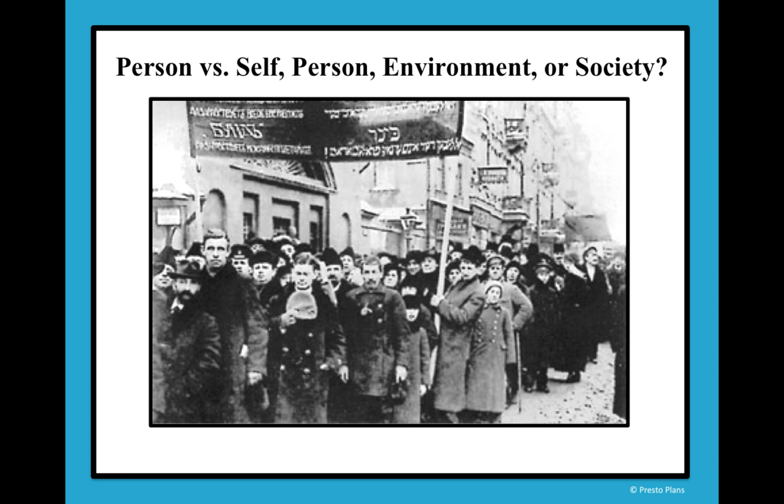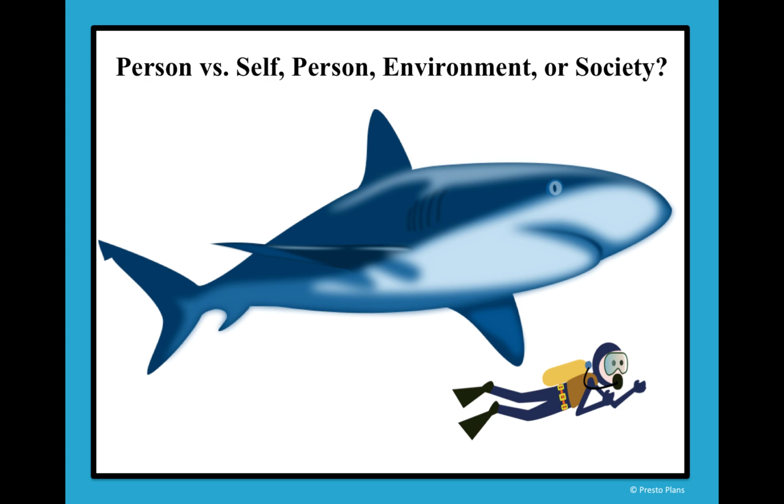All right, this one, it looks like we've got a group of people. Maybe they're picketing or gathering together for some kind of riot or something. They've got a purpose written all over their face. What kind of conflict do you think this would be? Person versus society. All right, how about this one? Our scuba diver is in the shark's home. He's in the ocean with the shark, and that area belongs to the shark. Person versus environment. Good job, you guys.